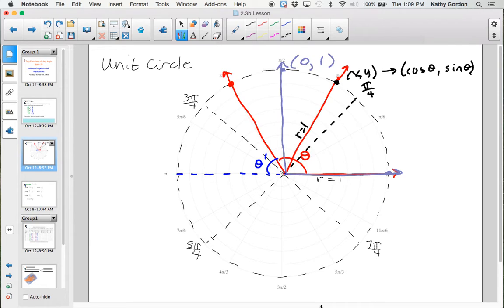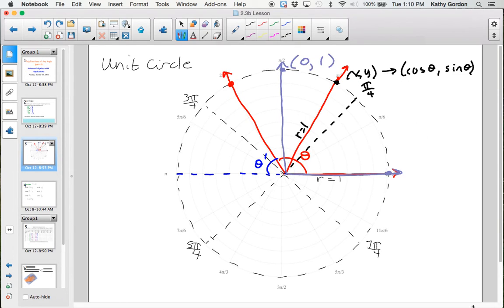Hint is up here. If I know the ordered pair of that point where the terminal side intersects with the circle is 0, 1, what does that tell me about the cosine of my angle? And what does it tell me about the sine of my angle? It's 1.